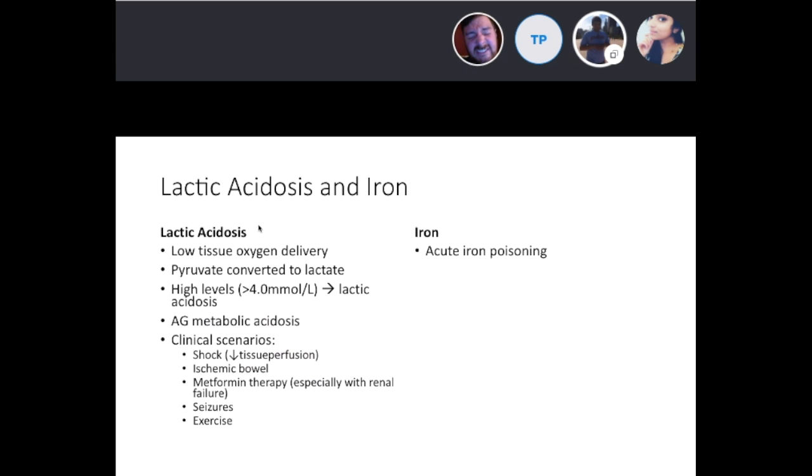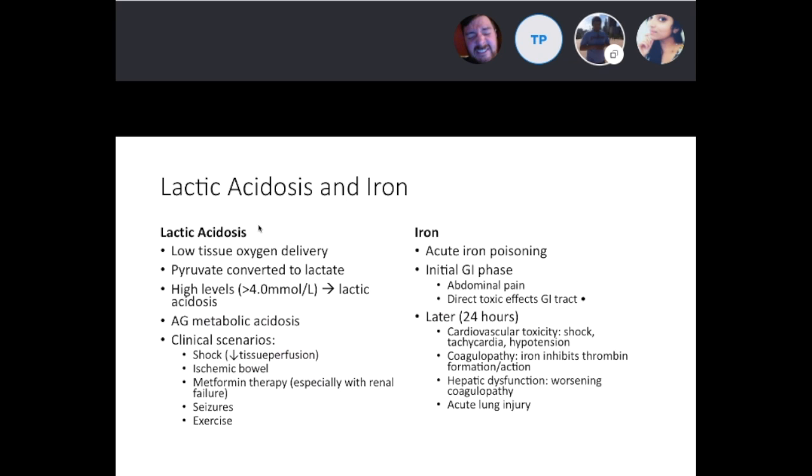And then iron, there's acute iron poisoning. So the initial phase of this will be GI effects. They'll get abdominal pain and direct toxic effects in the GI tract. However, within 24 hours of overdose, you can see cardiovascular toxicity, coagulopathies, or hepatic dysfunction. And at the end, you'll see acute lung injury. This is typically in the later phase where you're going to see the anion gap metabolic acidosis also occur. And then weeks later, you can see bowel obstruction, and that's due to the scarring at the gastric outlet where the iron accumulates.